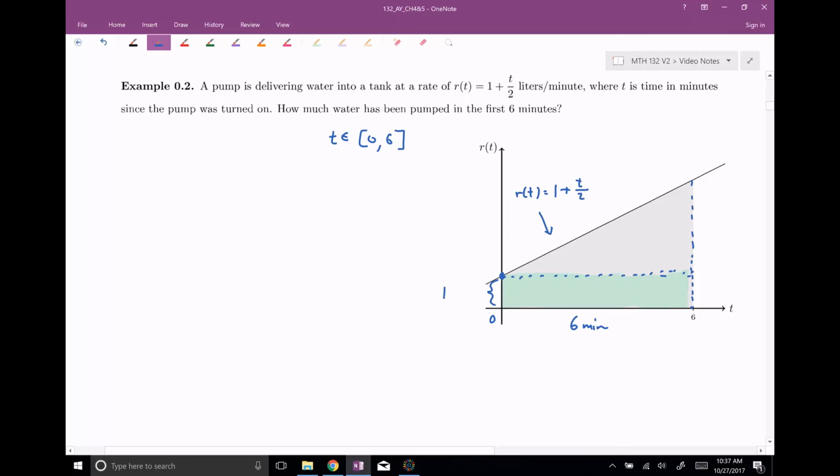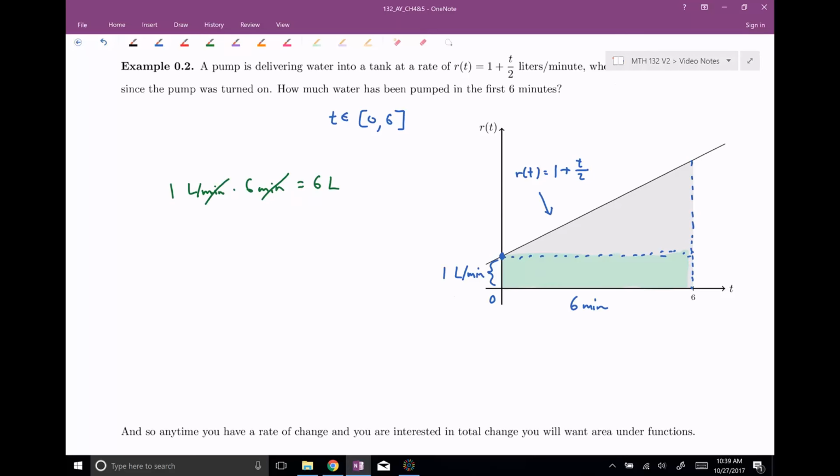And again, let me think about units. Remember, this is given in liters per minute. So I'm going to go ahead and do liters per minute. And so if I wanted to calculate that green area, this would be 1 liter per minute times 6 minutes. And you can see these minutes would perfectly cancel, right? One's in the denominator, one's in the numerator. And so I'm going to get a total of 6 liters. So this is the total that has changed. It's not liters per minute anymore, but actual liters. All right, so that's the area of the rectangle.